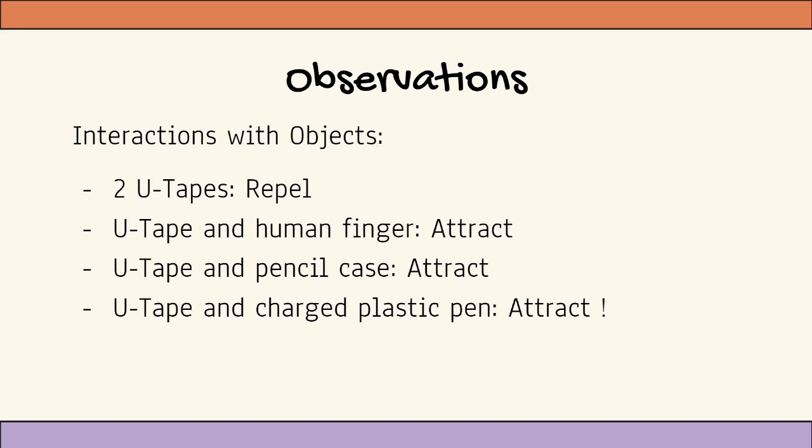Some observations that we made were that the U-tapes repel each other, the U-tape and the human figure attract, the U-tape and the pencil case attract, the U-tape and the charged plastic pen attract. Thus, the tape has a positive charge. And these observations are the same as the expectations we made in the previous slide.